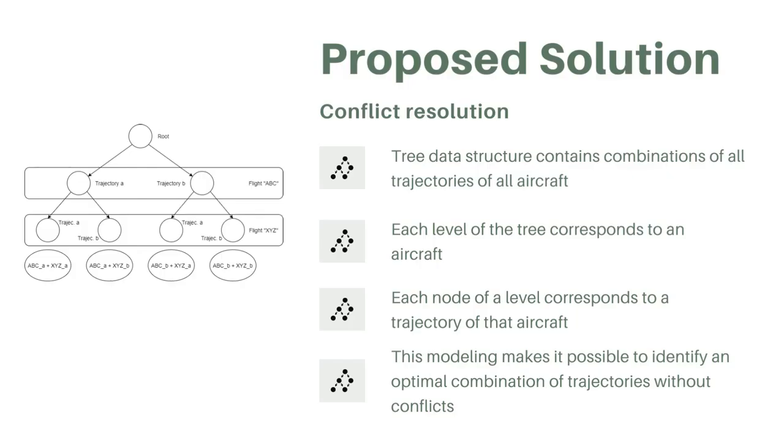Now, the proposed solution for conflict resolution uses a tree data structure which contains combinations of all trajectories for all aircraft. In this tree, each level corresponds to an aircraft, and each node of a level corresponds to a trajectory of that aircraft. This modeling makes it possible to identify an optimal combination of trajectories without conflicts, as we're going to see on the next slide.